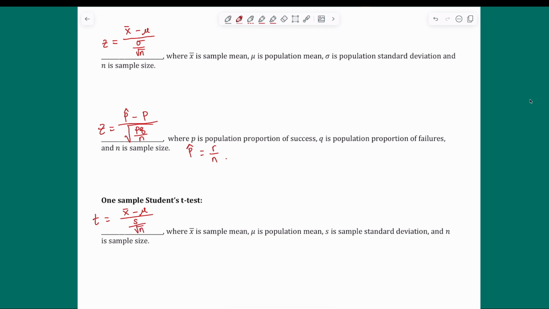And that is the test statistic, right? Once again, x bar minus the population mean divided by the sample standard deviation over the square root of n, where x bar is the sample mean, mu is the population mean, s is the sample standard deviation, and n is the sample size. These are the test statistics used to run a hypothesis test involving either a mean or a proportion.